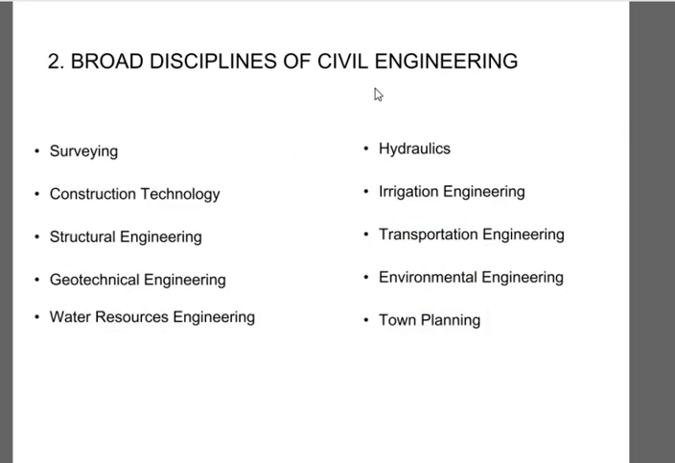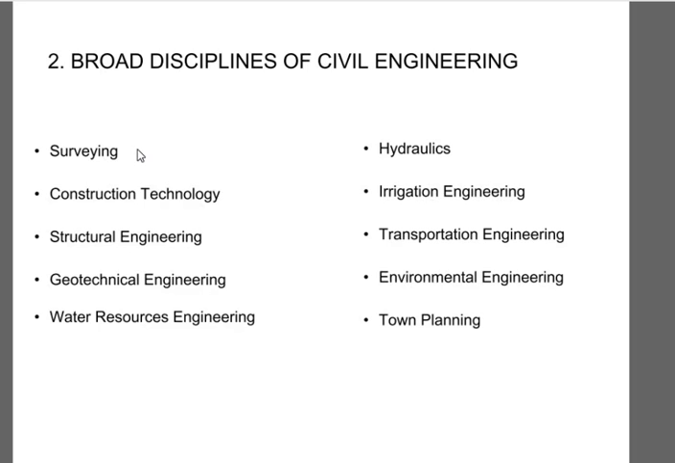Next is the broad disciplines of civil engineering. These are the various branches of civil engineering: first is surveying, construction technology, structural engineering, geotechnical engineering, water resource engineering, then hydraulics, then irrigation, then transportation, then environmental engineering, then town planning. Civil engineering is a wide branch, and you will find different aspects in civil engineering.